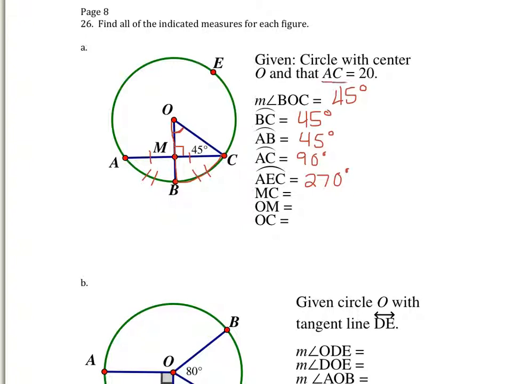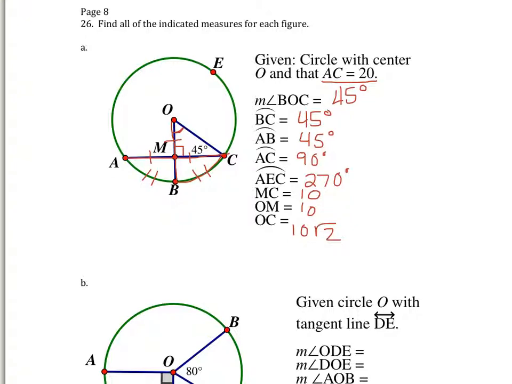All right, then we are supposed to figure out what MC is. Now, you were given that AC is 20. So if this whole chord is 20, and we know that it's being bisected, I know that MC has to be 10. Now, if this is a 45, 45, 90 triangle, I know that OM has to equal MC. So that has to be congruent, so that is also 10. And OC, I know that the hypotenuse in a 45, 45, 90 triangle is the shortest side times the square root of 2.